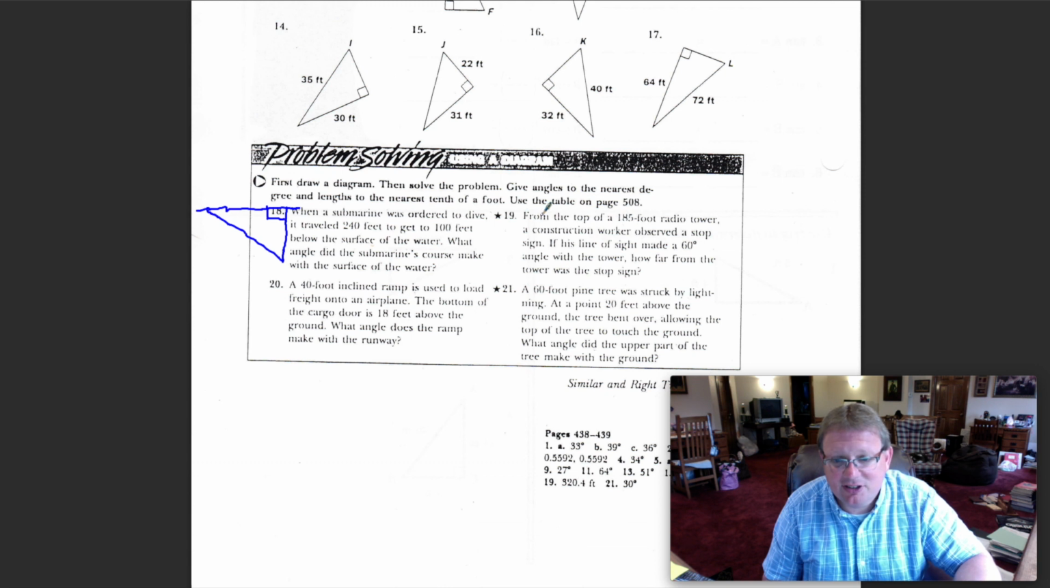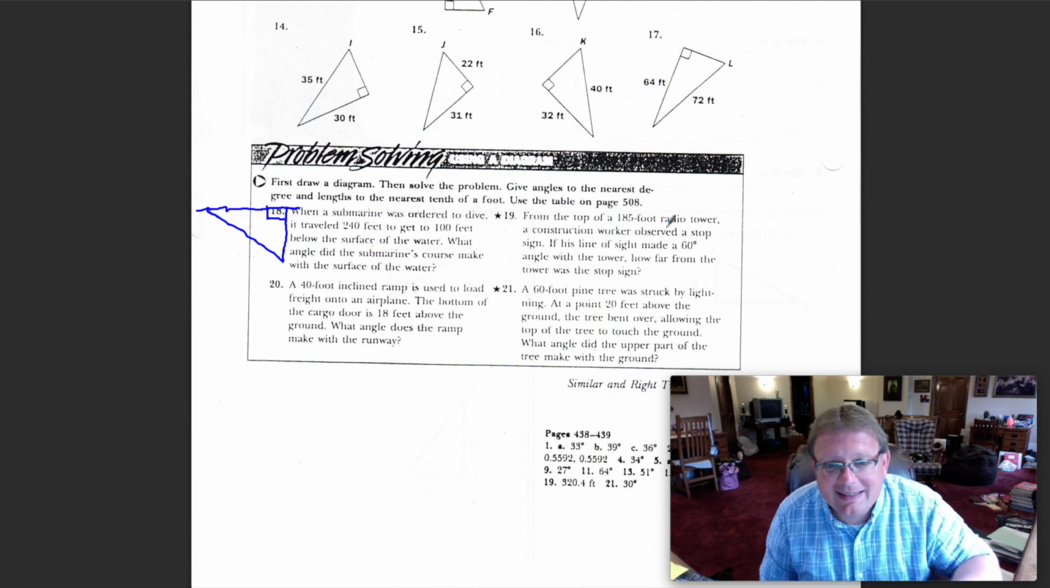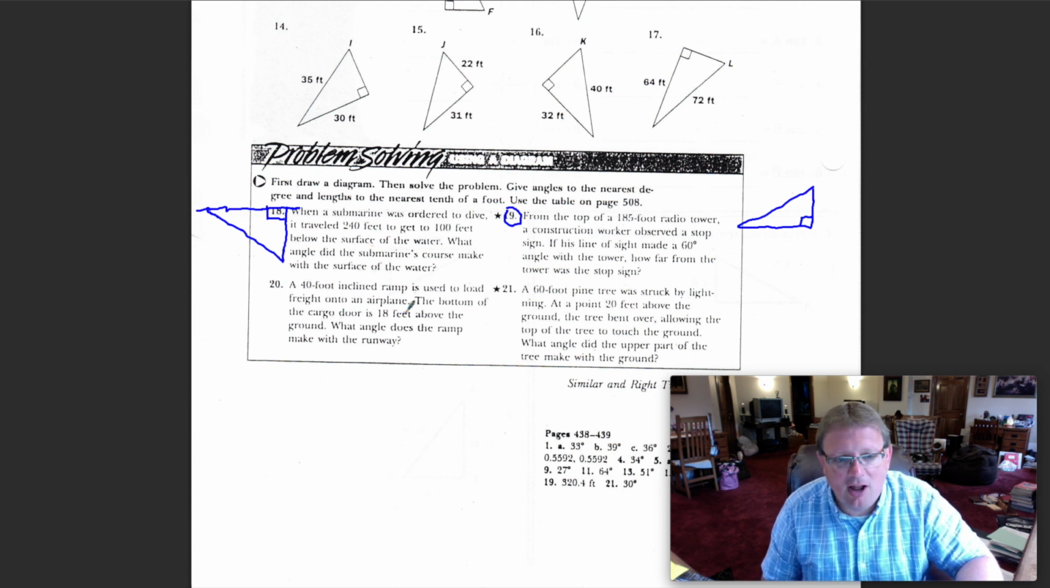Problem 19 has a star because it's really on yesterday's notes. This does not use the sine, cosine, tangent picture. This just uses the regular one. And so this problem is on yesterday's notes. It's the first one. So just copy the picture and copy the problem. Problem 20 is easy to draw. You're finding the angle.